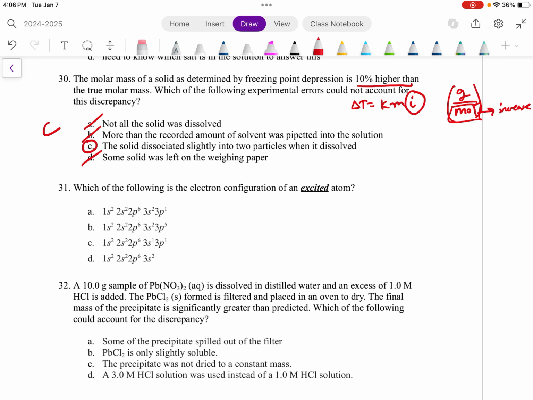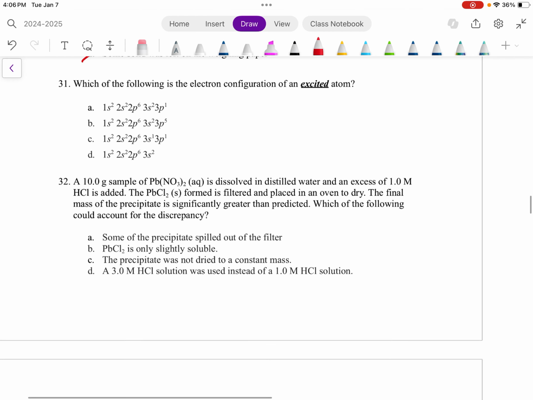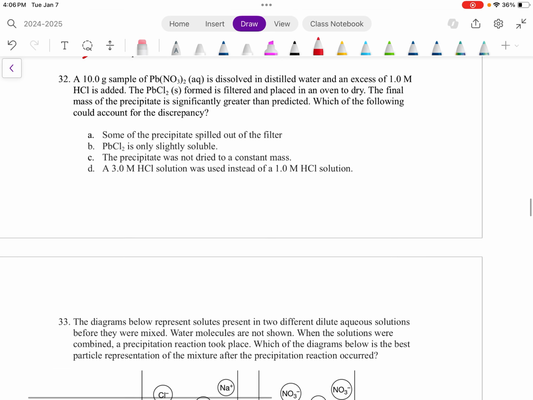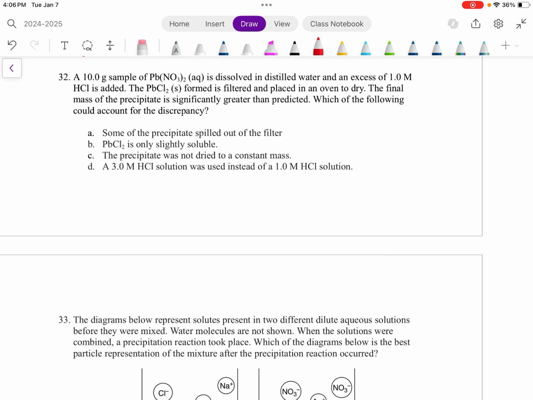So, okay, in 31, which of the following is an electron configuration of an excited atom? So you're looking for somebody that has an electron in a higher energy level when the one below it is not quite filled. So this looks like it's in the right order, okay? This one's in the right order. This one, there's a space in 1s1 still, so that one should be there. So that one's definitely in the excited state. This one is not, so that's the best answer there. Okay.